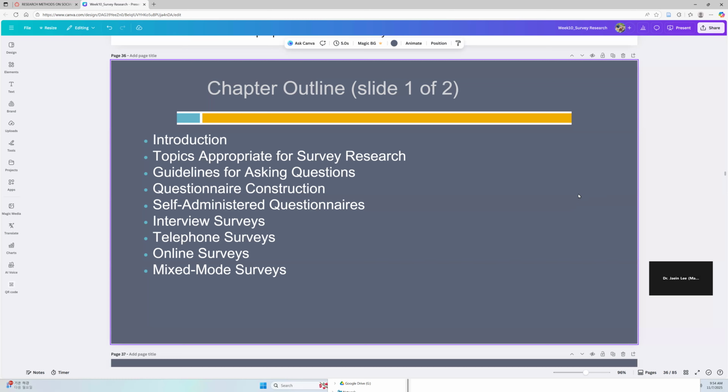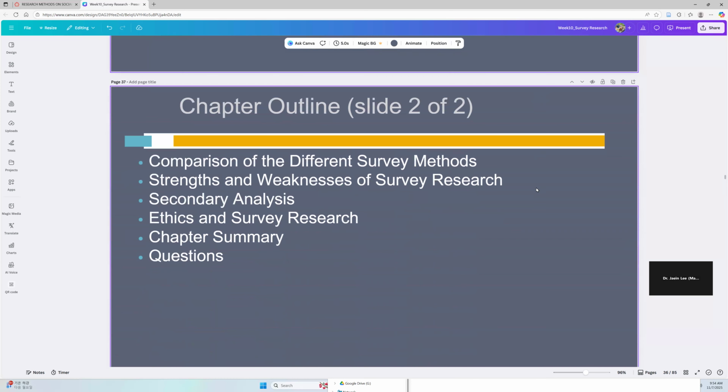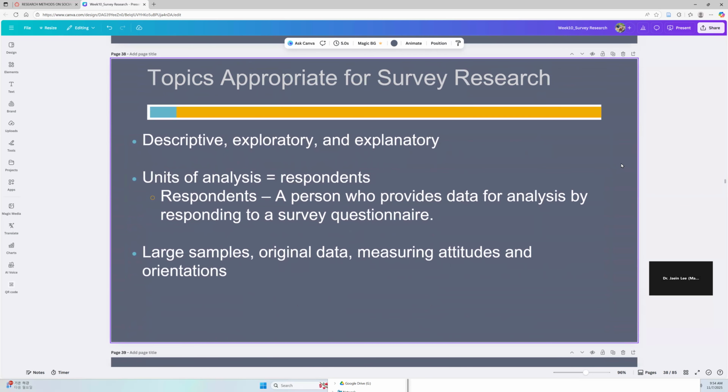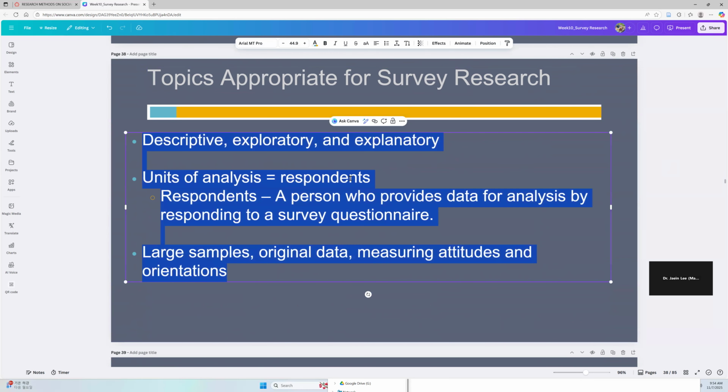All right, so we are coming back to the main part of the survey methodology, or the survey research. So let me pass the outline because we are covering it very soon. There are many topics in social welfare for exploratory, explanatory, and descriptive studies. Any topic of your interest in social welfare could be very well matched with survey research. So the unit of analysis would be individuals, right?